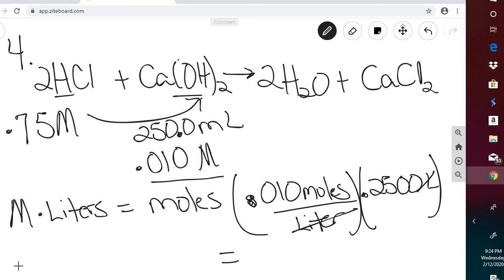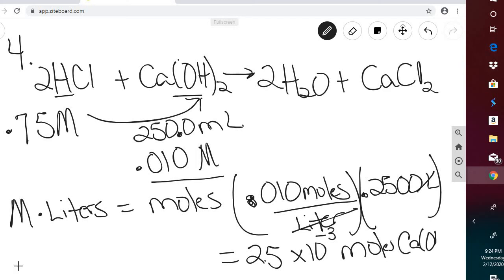0.25 moles. No, that can't be right. It's 2.5 times 10 to the negative 3 moles. So you have two significant figures. So it's going to be 2.5 times 10 to the negative 3 moles of calcium hydroxide. Okay, so hang on to that.